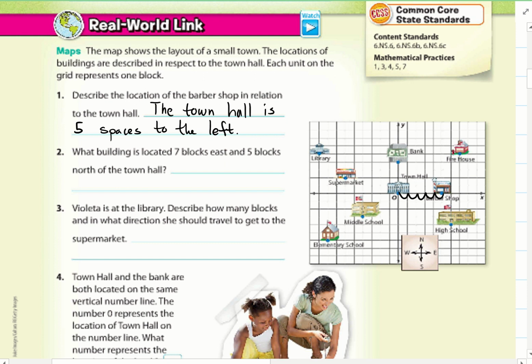Number 2, what building is located 7 blocks east and 5 blocks north of the town hall? I can tell you right now, this is west, east, north, south. Got that information from right here. So we go to the town hall and we go 7 blocks east. I go 1, 2, 3, 4, 5, 6, 7. And then 5 blocks north. 1, 2, 3, 4, 5. And that blue mark is going to be the firehouse.